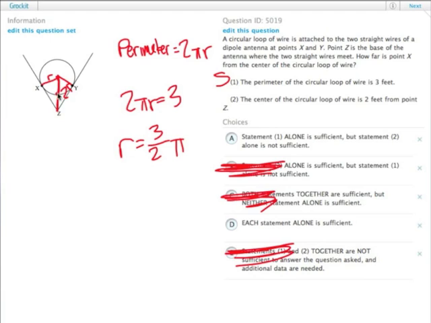Nor do we have the angle measures other than the 90-degree angle, so we can't use the special properties of 30, 60, 90 triangles or 45, 45, 90 triangles. So on its own, knowing that distance is insufficient, we cross off D and select A.